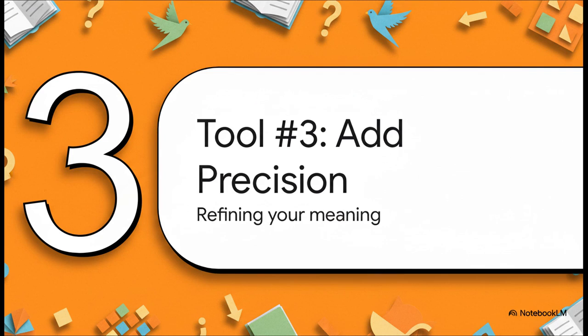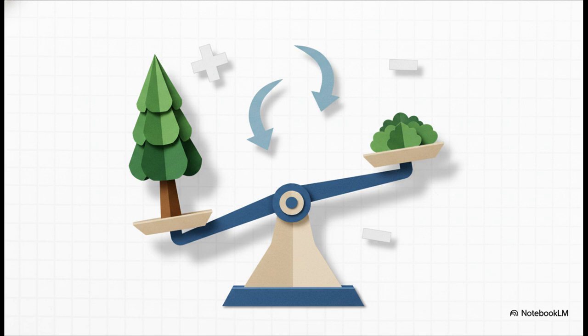All right, tool number 3, this is where we get into the really good stuff. This is how you start to sound like a real pro. We've talked about structure and connecting ideas. Now it's time to add the polish, the fine details that make your English super precise. First up in this section, comparisons.